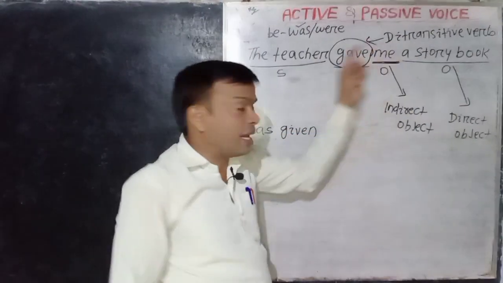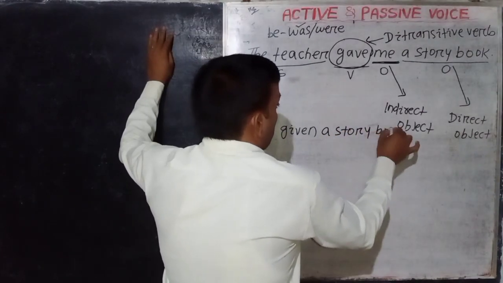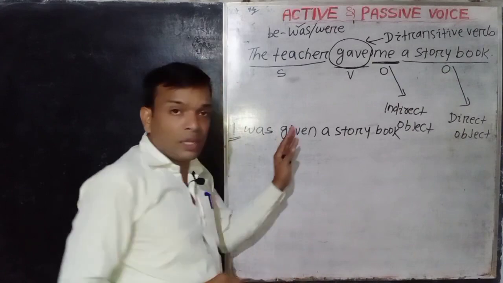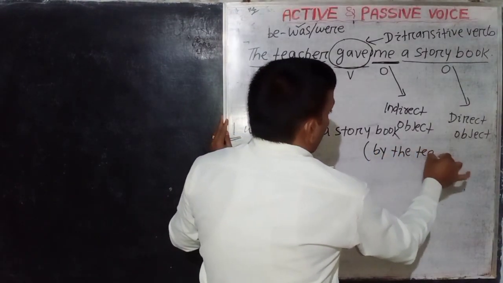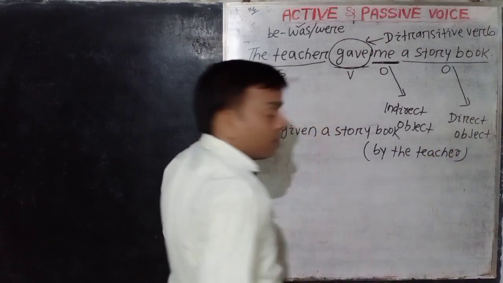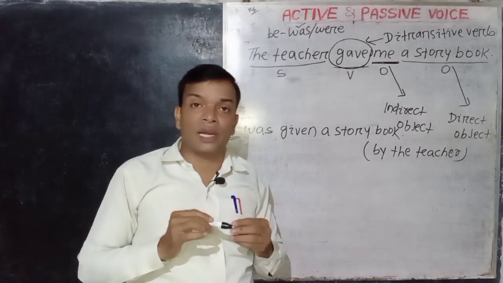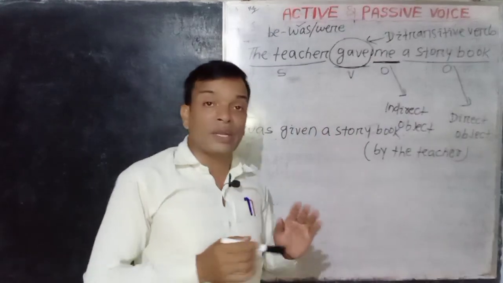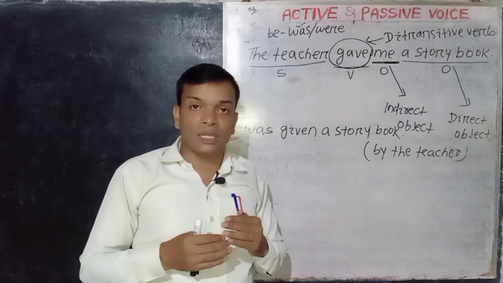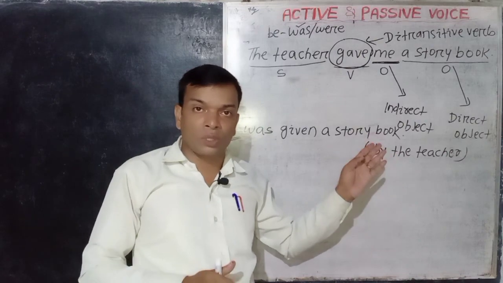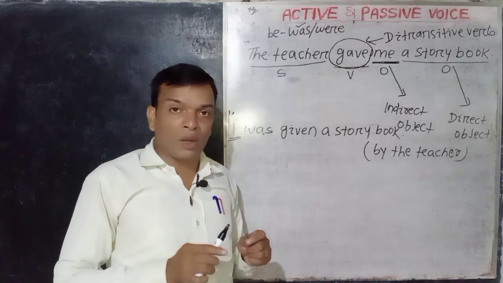Then write the direct object, a story book. Then if you use the by phrase, write by the teacher. If you mark the full stop here, the sentence is also 100% grammatical and correct, as the by phrase is not essential or necessary in passive sentences. It is optional to use in passive voice. So I was given a storybook is one of your passive sentences.